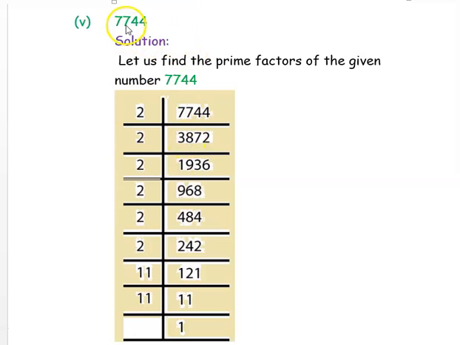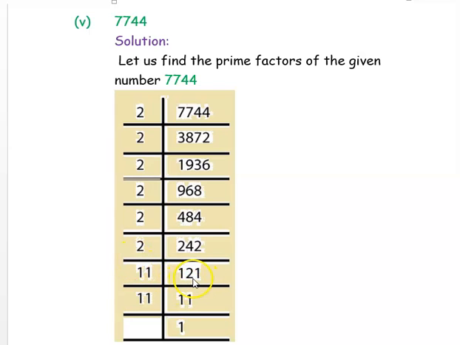The next number given is 7744. Since it's an even number, we are going to find the prime factors starting from 2. If you divide by 2, you will get 3872. 3872 divided by 2, you will get 1936. Divided by 2, you will get 968. It's an even number, so again divide by 2, you will get 484. Again divided by 2, you will get 242. Again divided by 2, you will get 121.